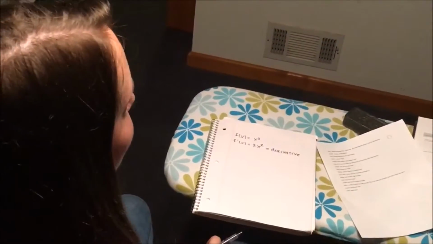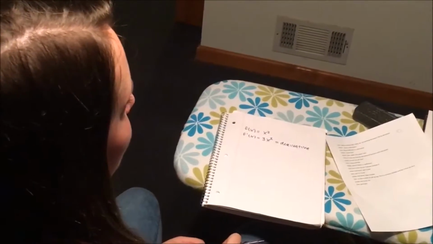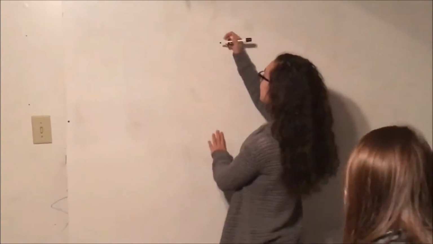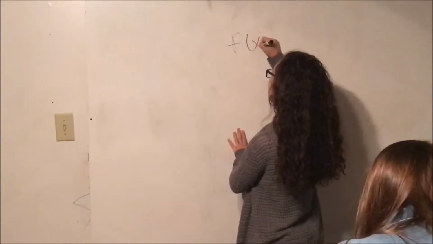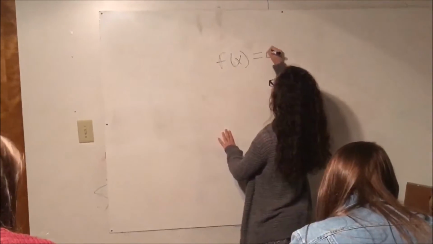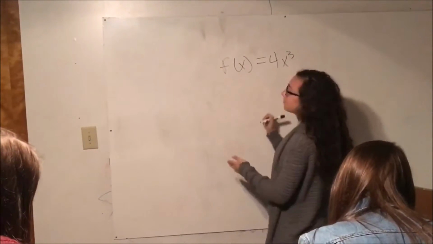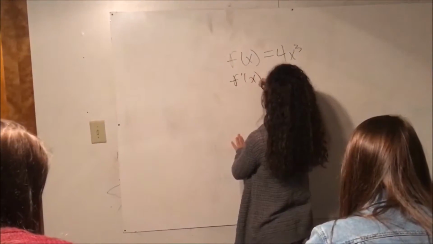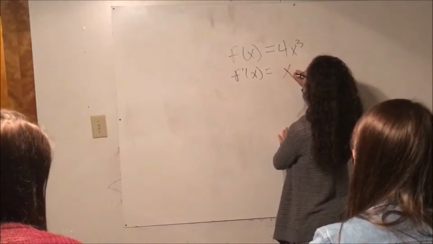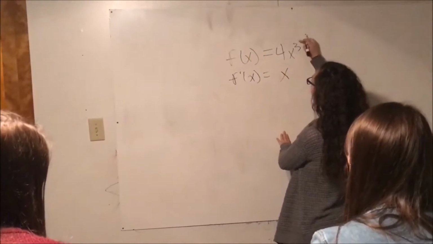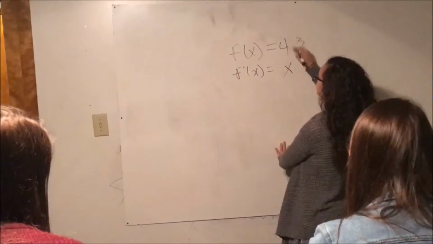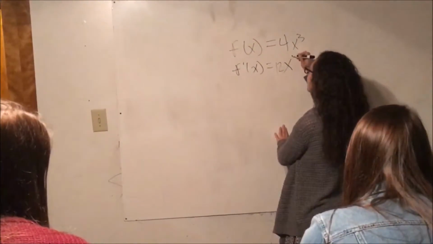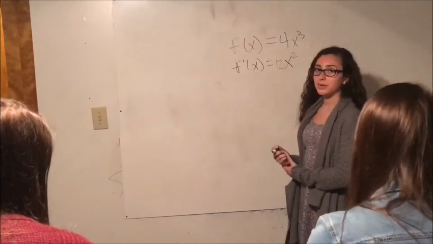Jordan, what if there's already a coefficient in front of the variable? Good question. To explain this, I'll do an example. So let's say your function, f of x, is 4x cubed this time. To find f prime of x when you have a coefficient, you're still going to have x out here, but this time you're going to multiply your exponent 3 by the coefficient. So you're going to get 12x, and then you're still just going to subtract 1 from your exponent. So it's going to be 12x squared.